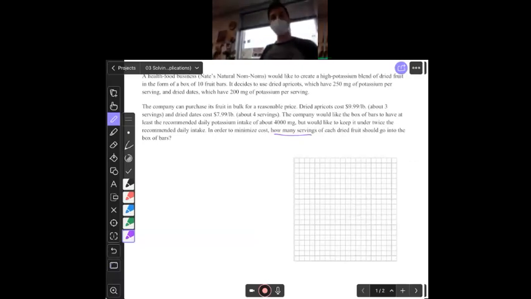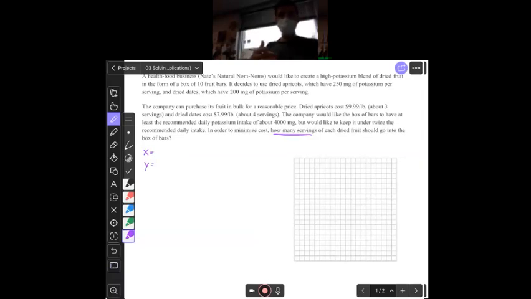Okay, so it says there, right? How many servings? It shouldn't be a big mystery, guys, what you're trying to find. It should ask you, and part of one of the last sentences should say something like, here's what we're trying to figure out. How many servings of dates and how many servings of apricots. So again, you guys get to pick which letters you use here. I really would recommend you use X and Y because you're graphing.